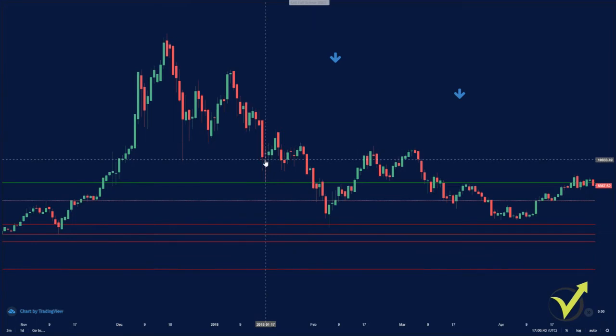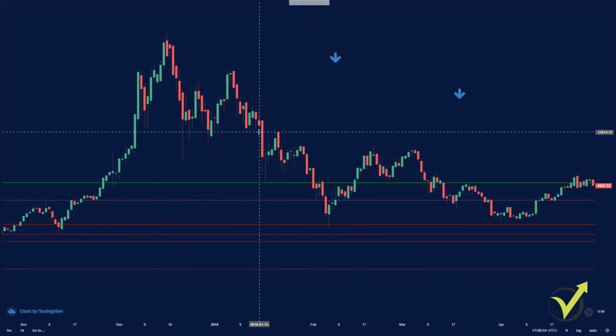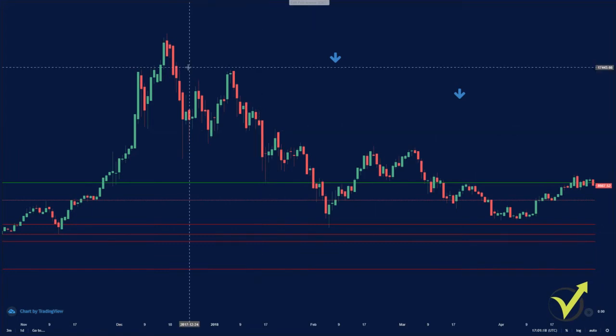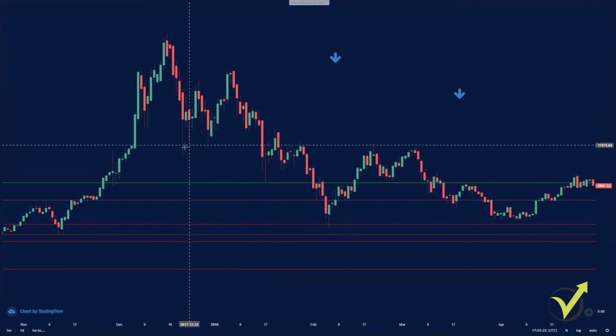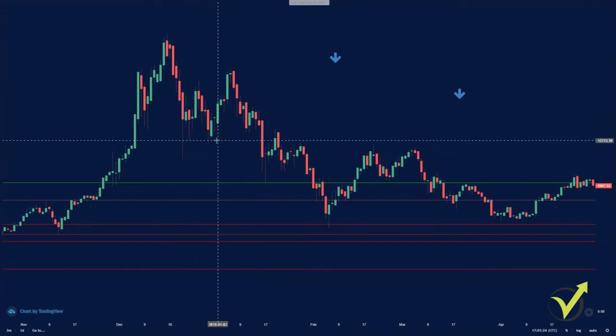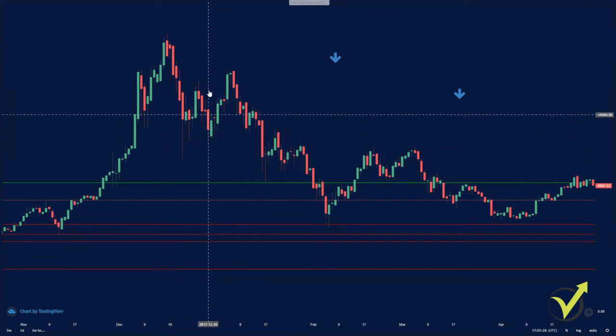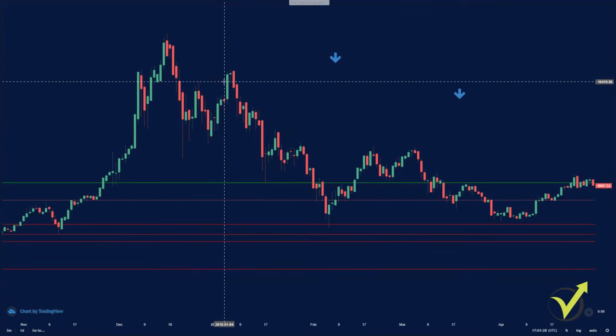Now there are a lot of debates, and some traders will tell you that it is enough to see one lower high and then one lower low. Some will tell you that it is better to wait for two for confirmation.